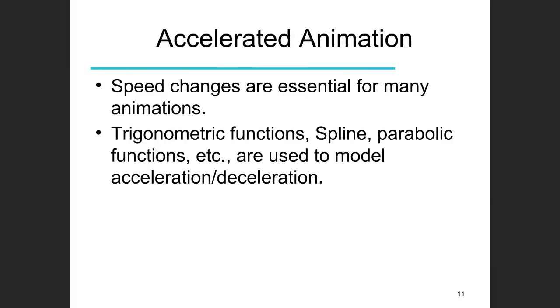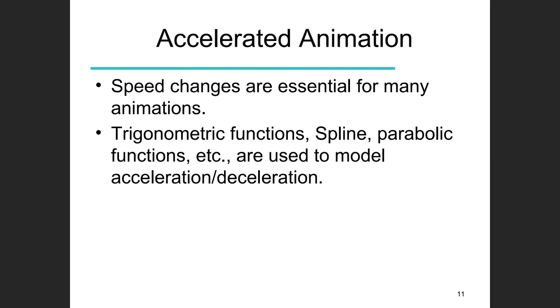Now after the constant speed animation, we are discussing the animation in which the speed is changing. For example, the speed is increasing. So this is called the accelerated animation. Speed changes are essential for many animations. Now in order to model the speed changes, we have to use some function which is showing that speed is changing, where the time is not increasing uniformly.